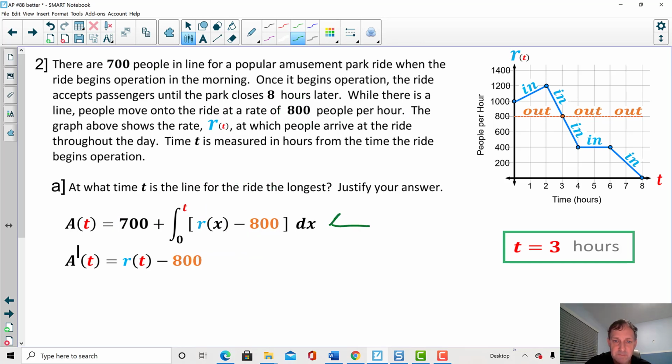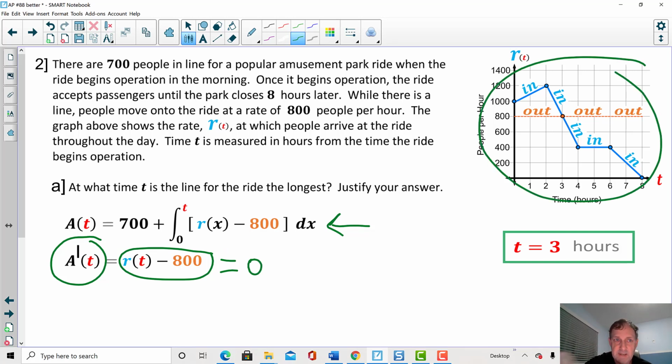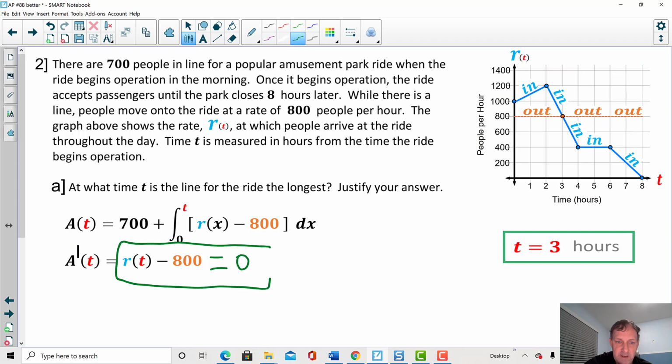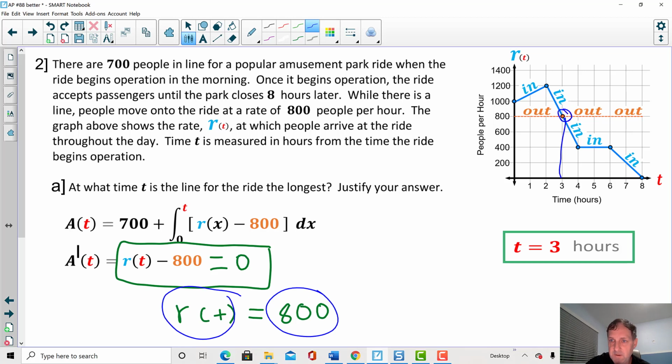Again, we want to maximize this function, so we want to do the derivative, and then we would just get R of T minus 800. Then we want to set our derivative equal to 0. And since we have this graph here, there's actually a fast way of doing this. R of T minus 800 will equal 0 when R of T is equal to 800. You can see this dotted line that says out is the rate that people get out of line, and that's because they're getting onto the ride. The blue line is the rate that people get in line. We can clearly see that R of T is going to equal 800 at this point right here, and that's when the time is equal to 3 hours.